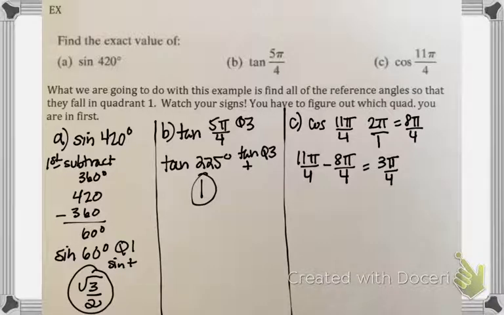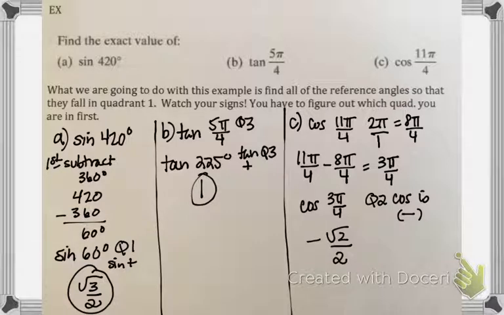Okay, look at your unit circle. What is cosine at 3 pi over 4? Cosine at 3 pi over 4 is in quadrant 2. And I know that cosine is negative in quadrant 2. So since it's negative, and if I look at the unit circle, I'm going to see that my answer is going to be negative radical 2 over 2.